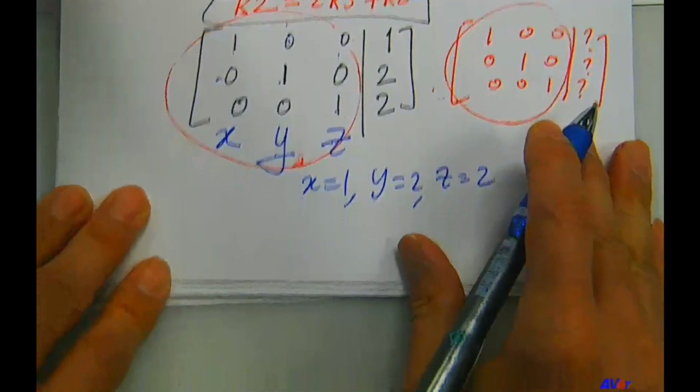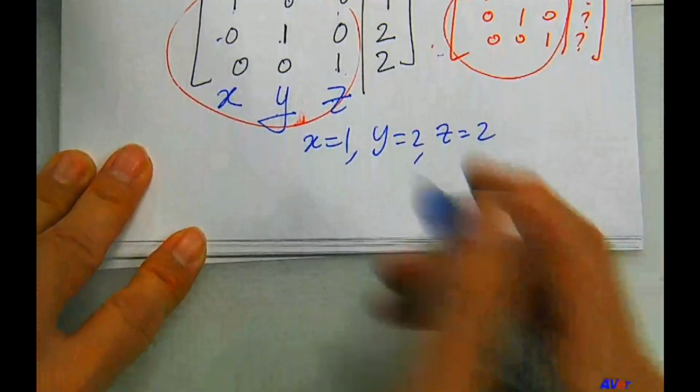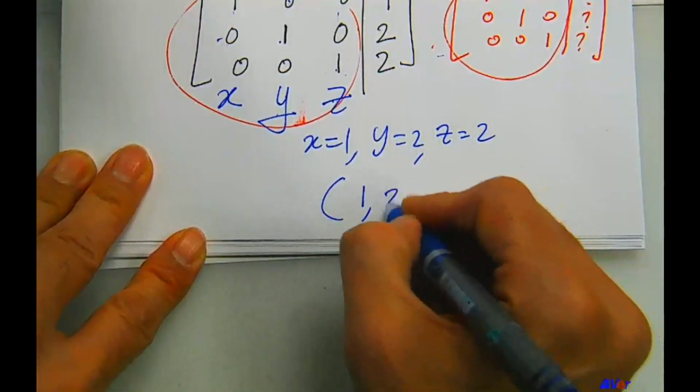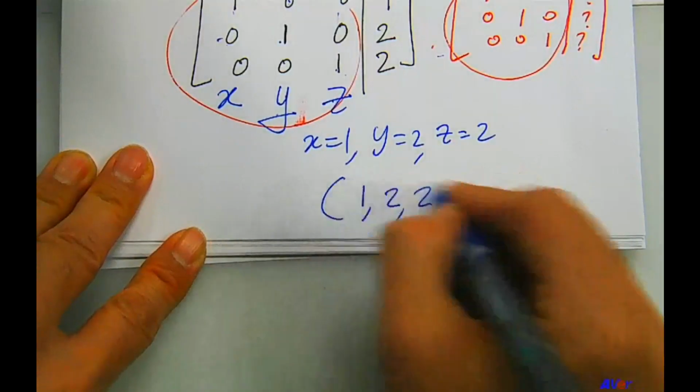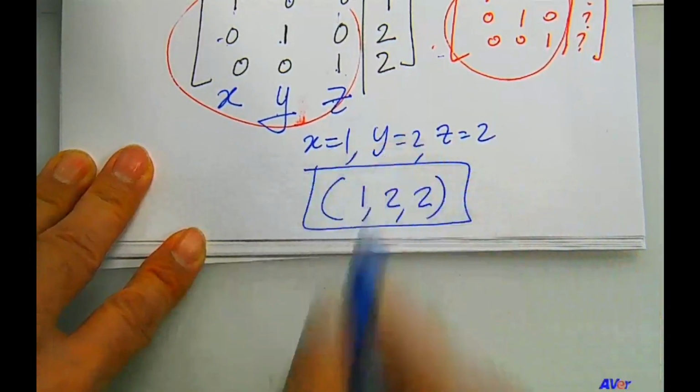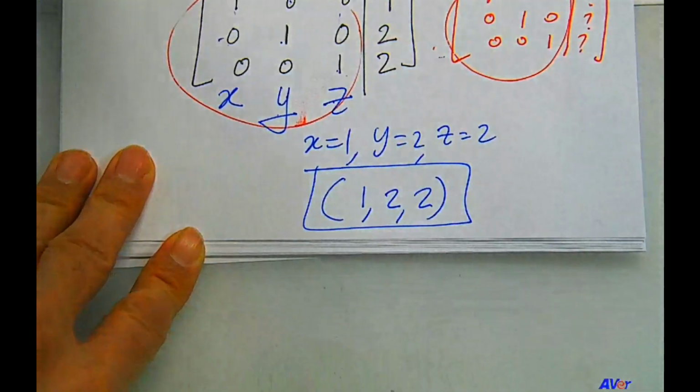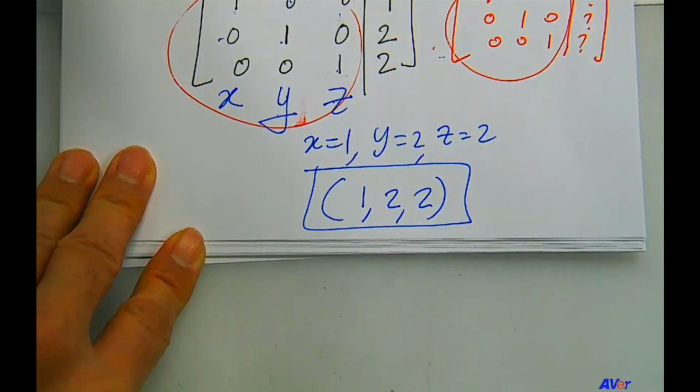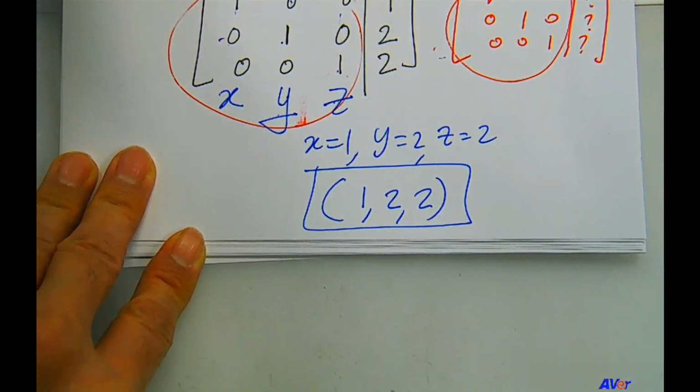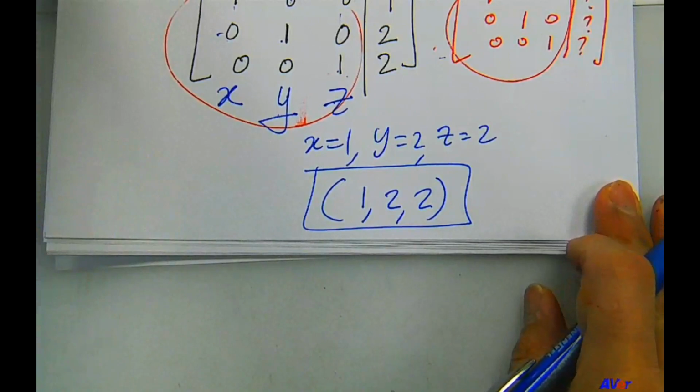So the solution of the system is 1, 2, 2, and that's the point at which those three initial lines intersect, or they are equal to each other at that point.